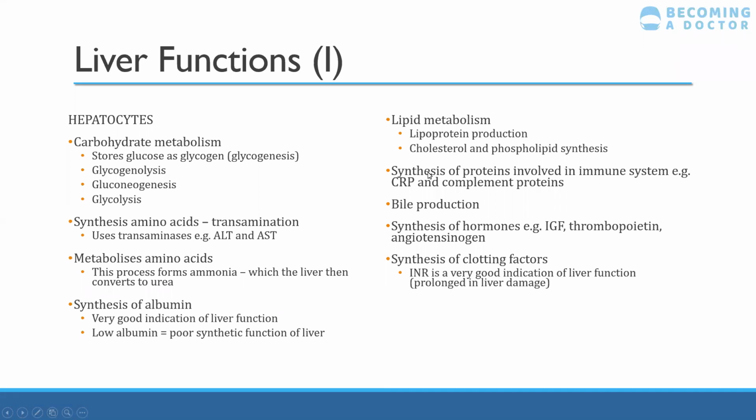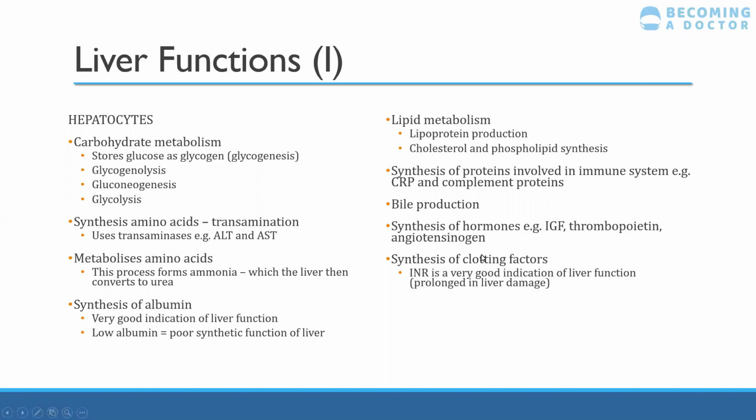And then the liver also synthesizes proteins which are involved in the immune system, like CRP and complement proteins. And there's also bile production, which we've already just gone through. There is also synthesis of hormones, for example, your IGF, your thrombopoietin, and angiotensinogen. So IGF is really important for your growth. Thrombopoietin is really important for your platelet production, and angiotensin is involved in your blood pressure regulation.